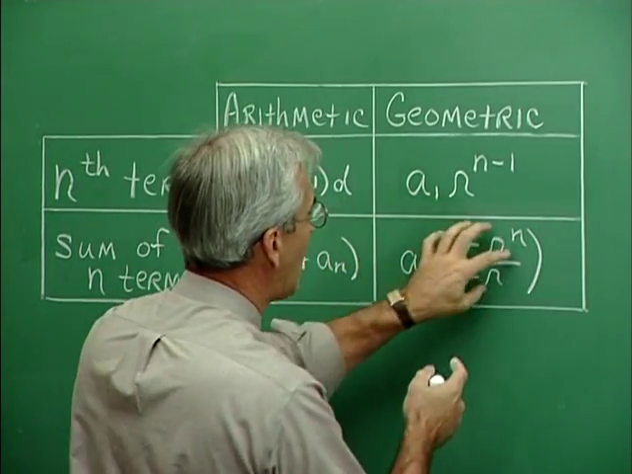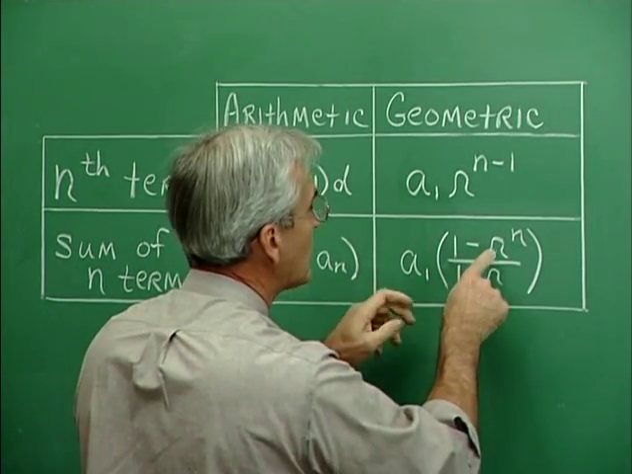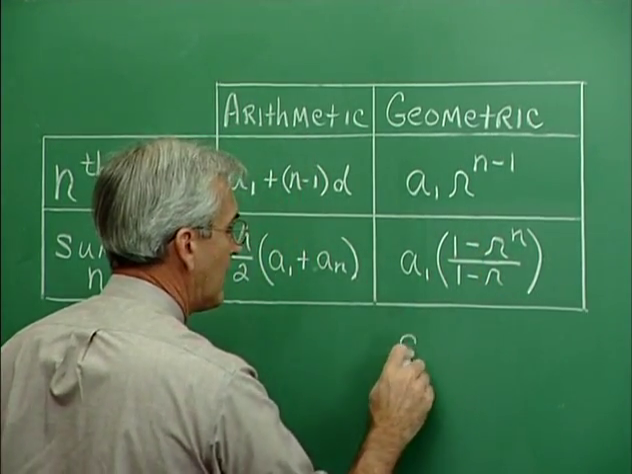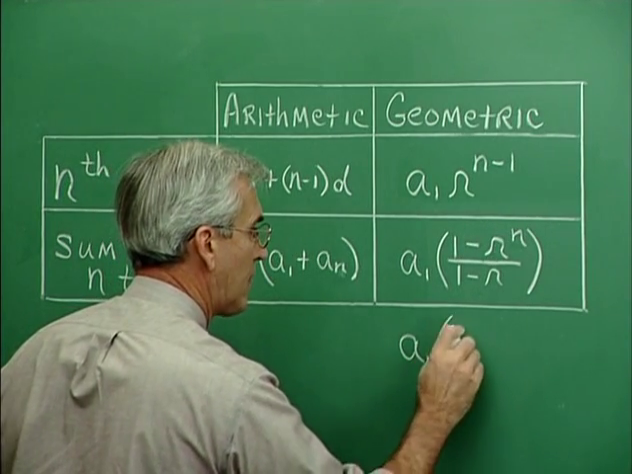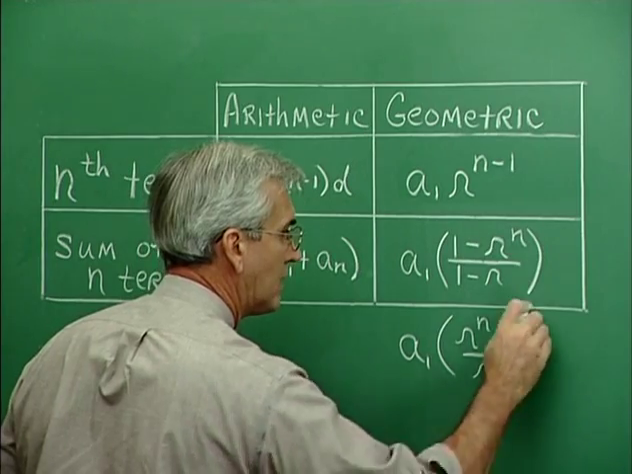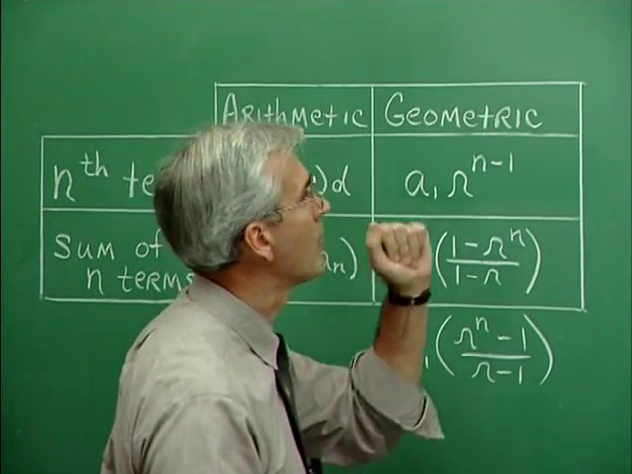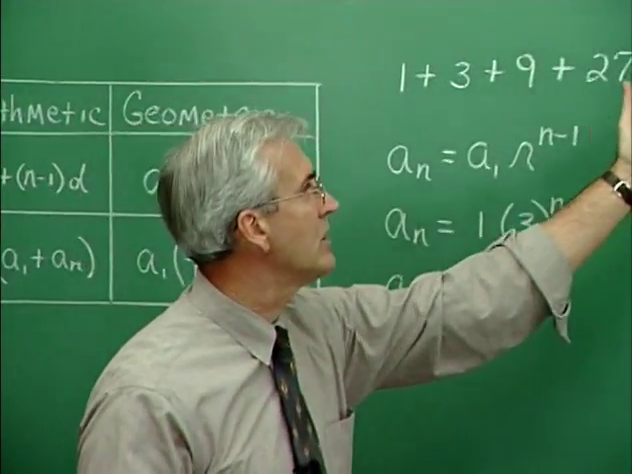Also, it's possible to write this fraction with the terms in the opposite order. That is, we could write this as r to the n. Here, I'll show you. I could write this as r to the n minus 1 over r minus 1. This is just a variation on the same idea. Okay, here's a problem. Suppose we want to add these items.